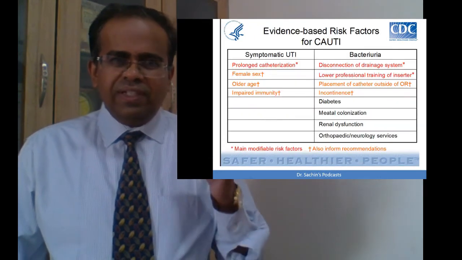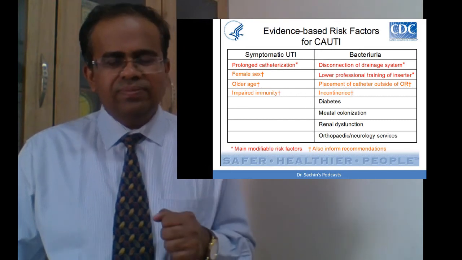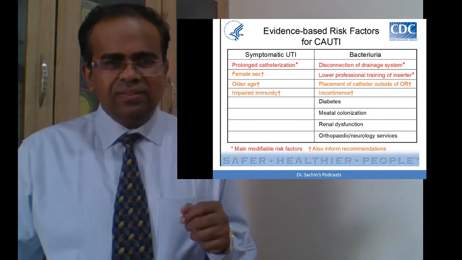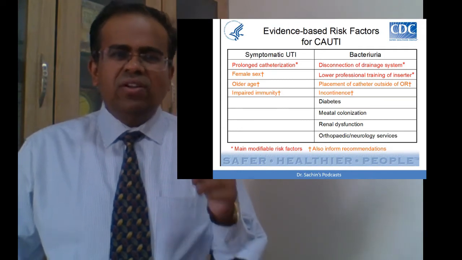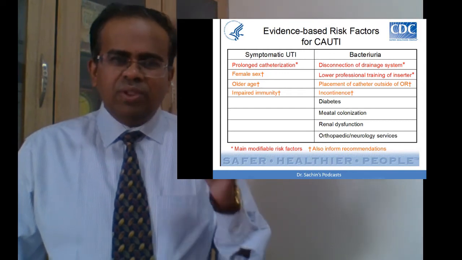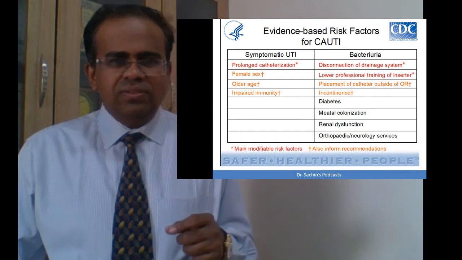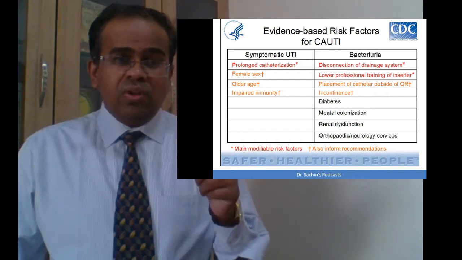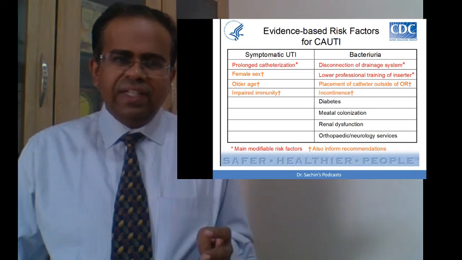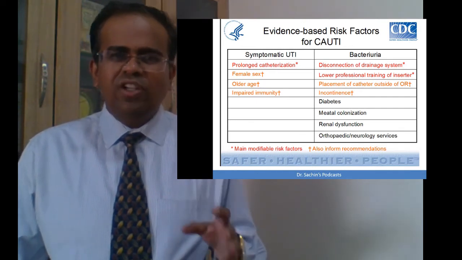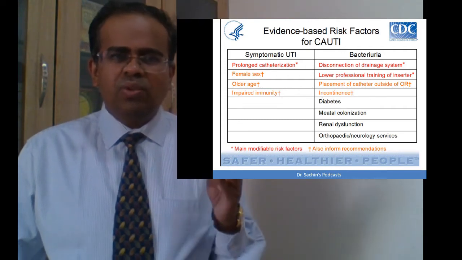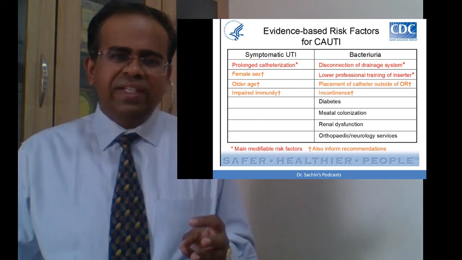Now coming to risk factors for CAUTI. The risk factors highlighted in red are modifiable risk factors, while those highlighted in orange might not be modifiable all the time. So symptomatic UTI or SUTI as it is called. The risk factor is prolonged catheterization, which we can take care of. Female sex, older age and impaired immunity might not be under our control. But these are the risk factors for symptomatic UTI: prolonged catheterization, female sex, older age and impaired immunity.